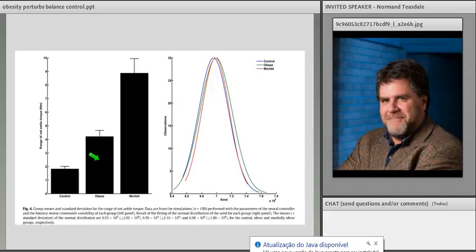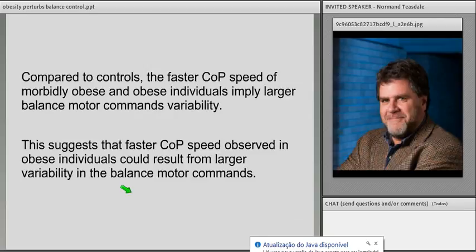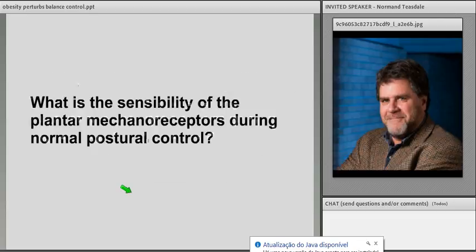The main result is basically this one, which is the range of net ankle torque, and you see that for the morbid individuals, there's a greater range of net ankle torque and greater range of variability. So what this study shows is, compared to controls, the faster COP speed of morbidly obese and obese individuals imply larger balance motor commands variability, and we were able to model this.